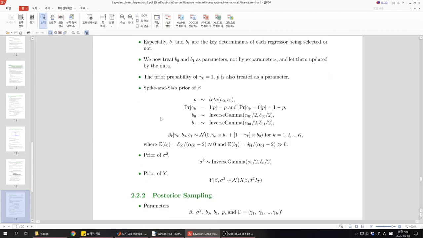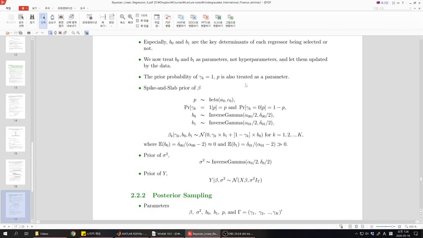In the first stage, P is generated from this beta distribution. Previously, it was fixed, right? It was fixed at 1/2. But now this is the parameter to be simulated or estimated. And what does P mean? Previously, P was the prior probability of the gamma K.